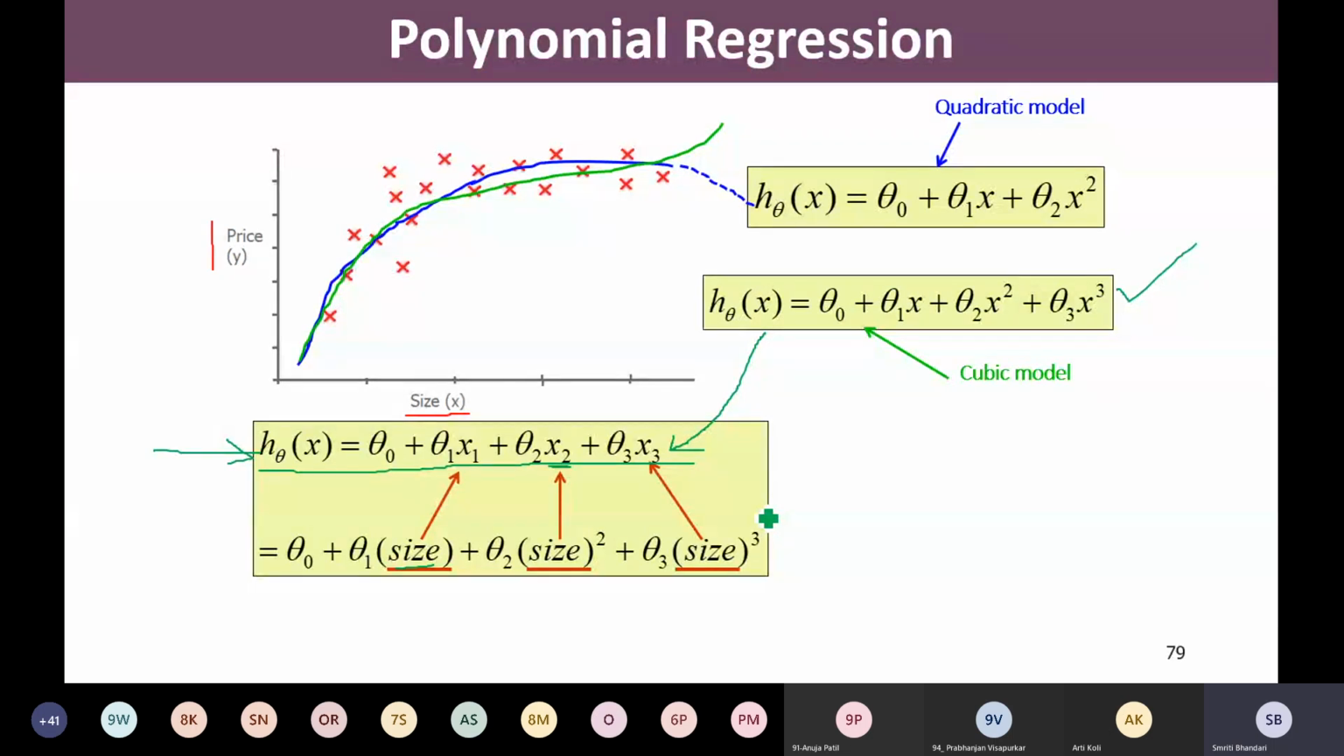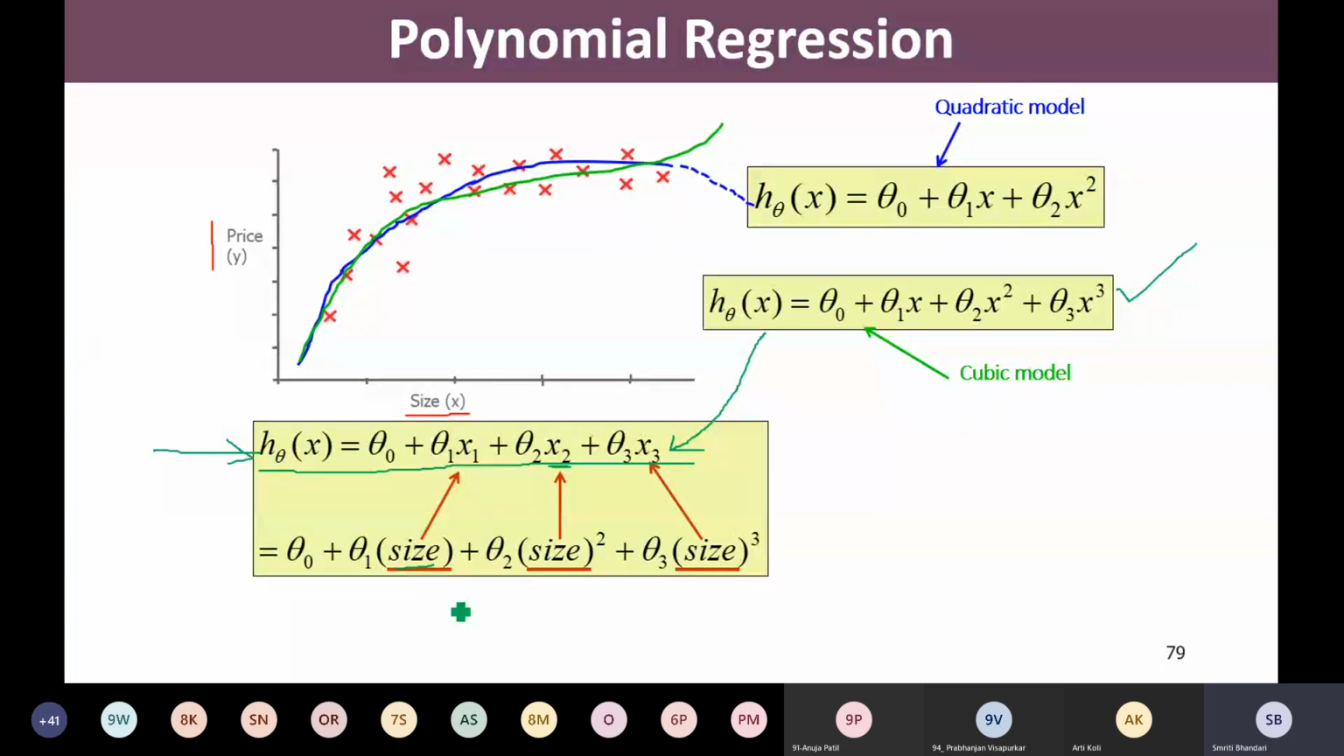So even though I am having a single feature, what I have done is I have created three features out of that single feature. And what are those three features? x1 is size, x2 is size square, and x3 is size cube. Based on whatever feature I had, I have come up with two more features, size square and size cube. So this size is x1, this size square is x2, and this size cube is x3.